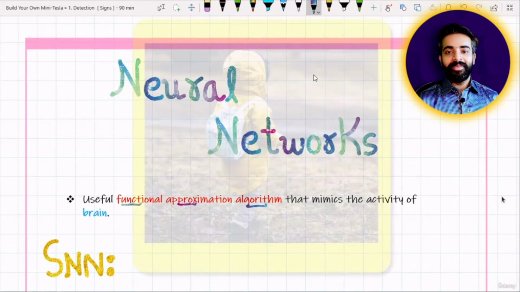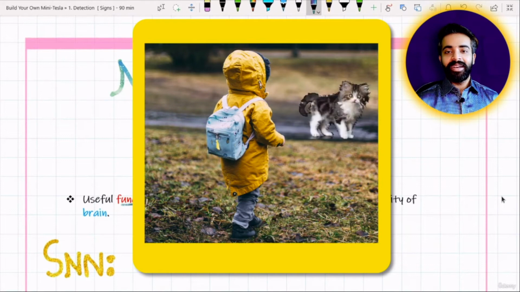For example, when you show a kid a cat several times and tell it that it was a cat, the next time that it sees a cat, it will understand that that was a cat. So what the brain was doing was understanding what features make up a cat. The same procedure is followed by the neural network, where it will understand what features make up a specific object.